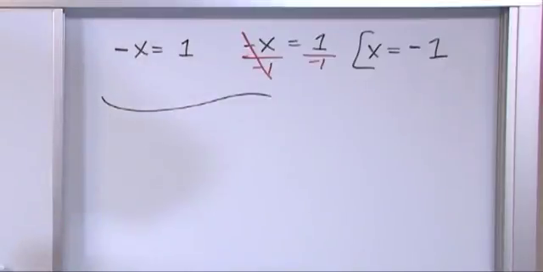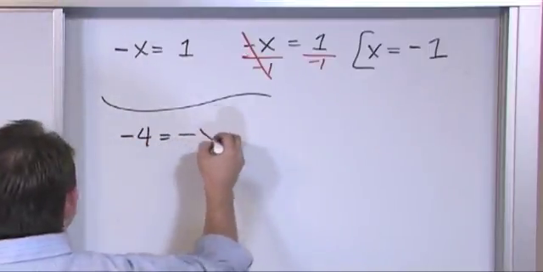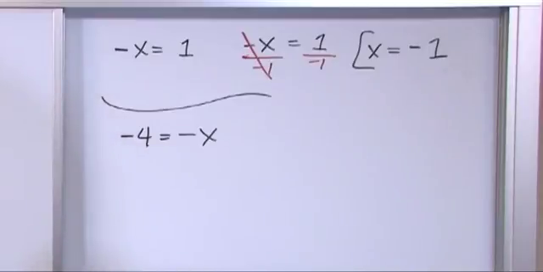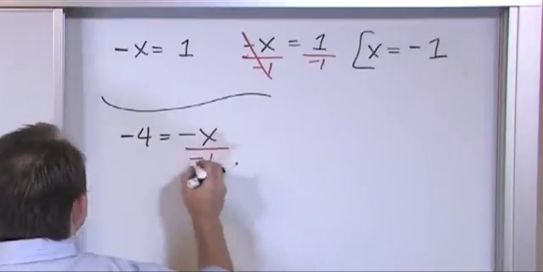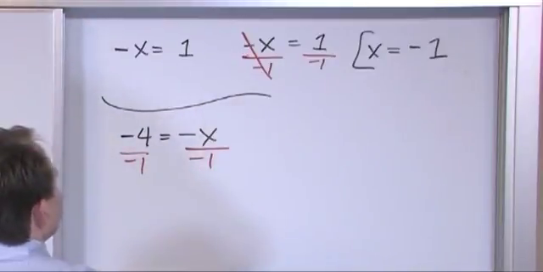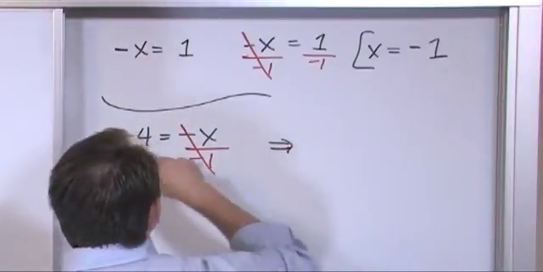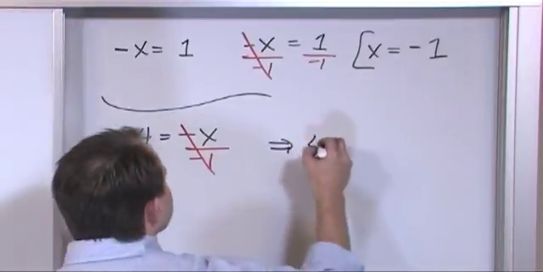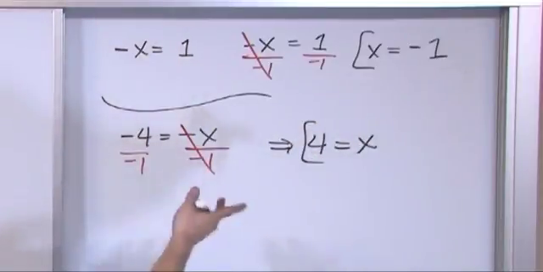Okay. What if I have, let's say I have negative 4 is equal to negative x. Now I have the same sort of thing going on. I can divide both sides of this equation by negative 1 because that's the only thing in front of the x there. So what's going to happen here, the negatives are going to cancel. And so over here, I'm going to have negative 4 divided by negative 1 gives me positive 4 is equal to x.